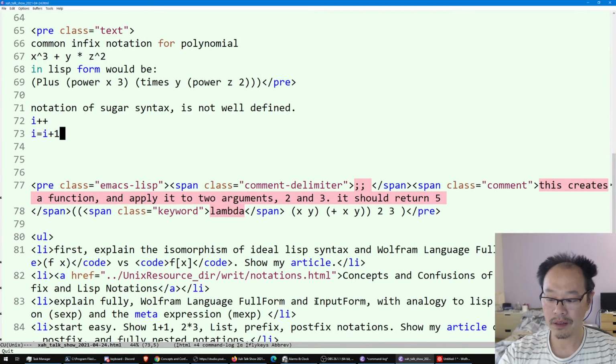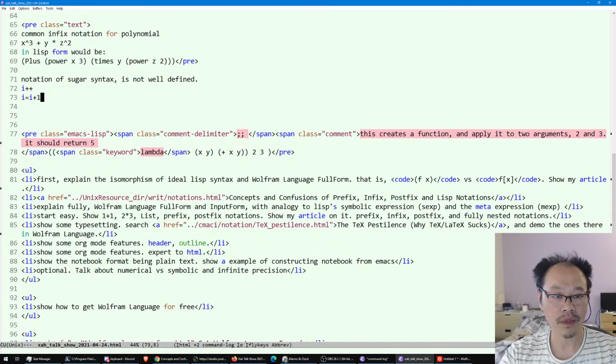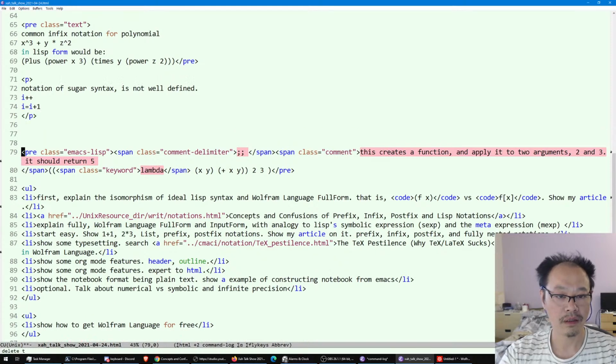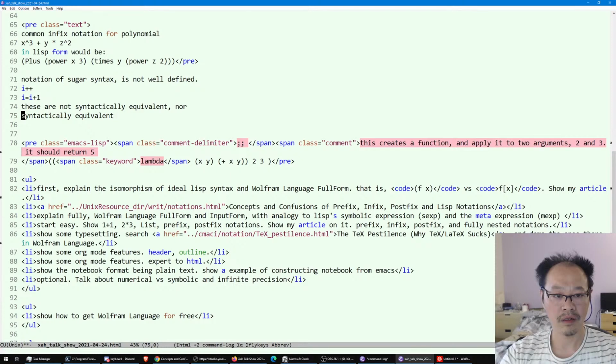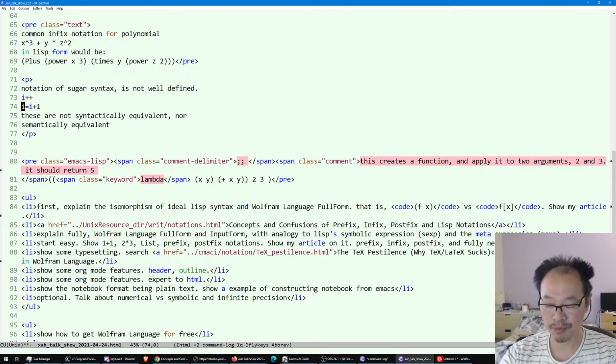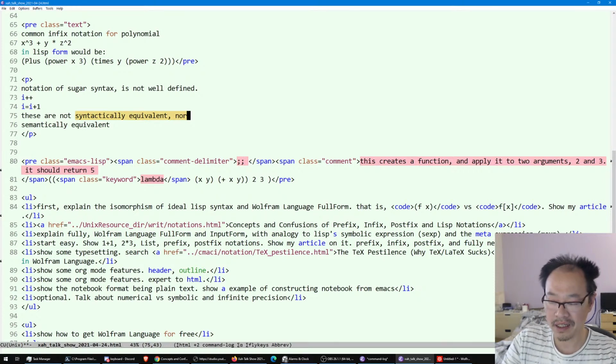Okay, so now let's write down. These are not syntactically equivalent, nor semantically equivalent. That's an important thing. I++ versus I equals I plus 1, they are not syntactically equivalent. Of course they are not, but nor are they semantically equivalent.